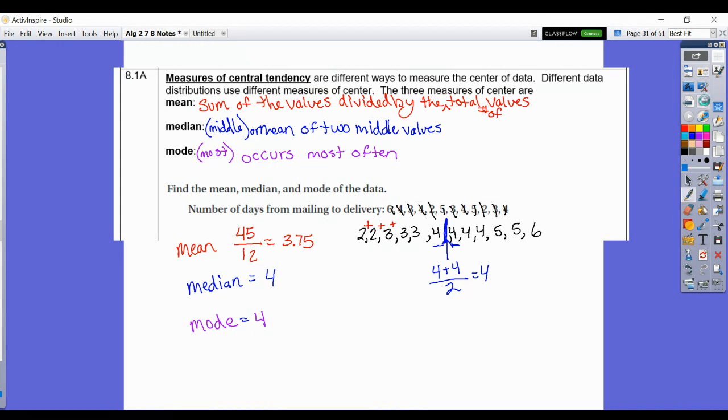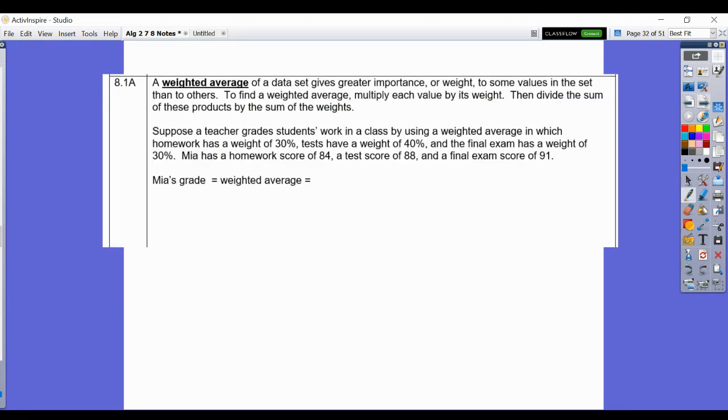All right, second, we're going to go a step further. You're probably somewhat familiar with this. If you're in high school, your grades are probably done this way. So a weighted average gives greater importance to some values in the set than to others.